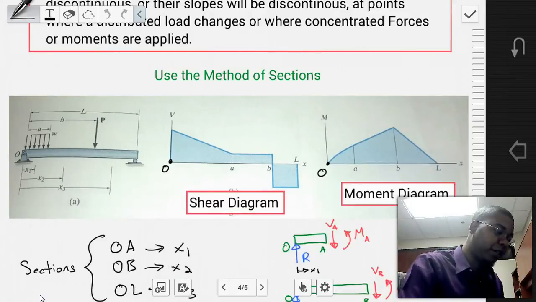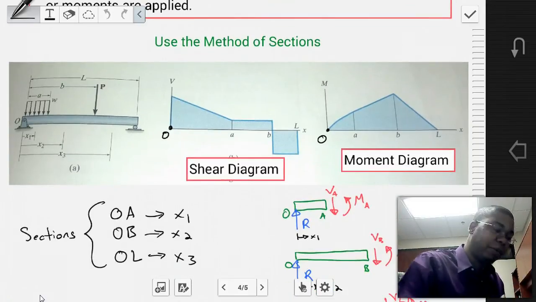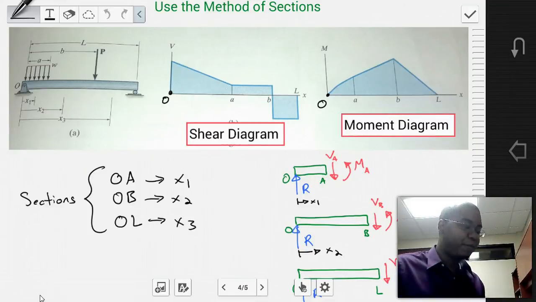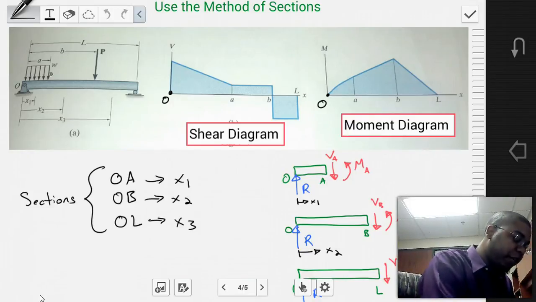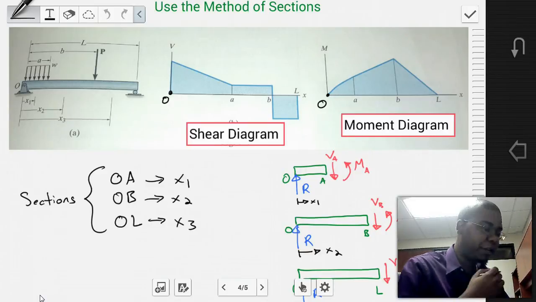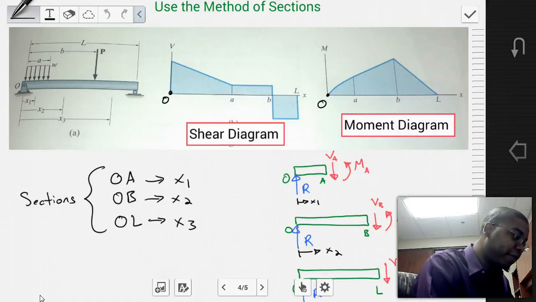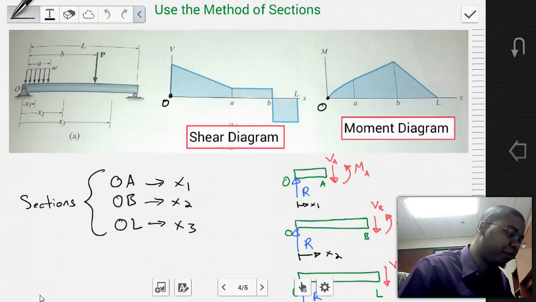So how do we use the method of sections successively? Simply, we need to create free body diagrams for sections of interest, or sections where we expect a different behavior in our shear and moment diagrams. So we can look at this beam and identify some of those sections. We notice from point O to the distance A, we have this distributed load W. So we know that that is a point of interest where there's some interesting phenomena going on. So we want to do a section from O to A.